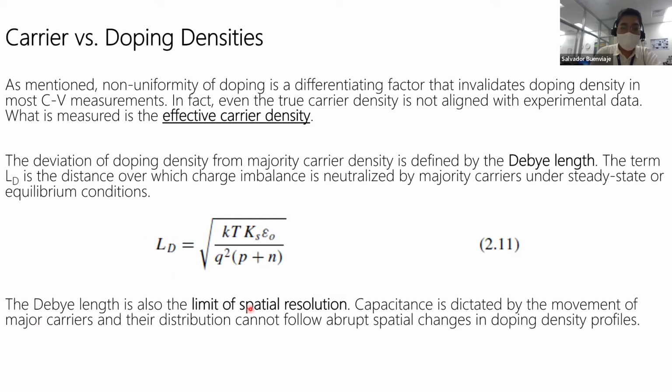The Debye length is also the limit of spatial resolution, meaning capacitance is highly dependent on the movement of the majority carriers, which in turn is dependent on the spatial changes of the sample. So if the doping density, if the spatial characteristics of the sample is not as uniform as assumed, then that factor is the Debye length.